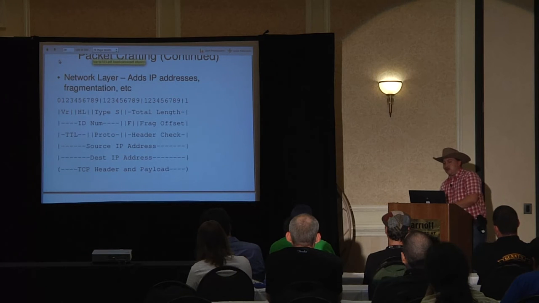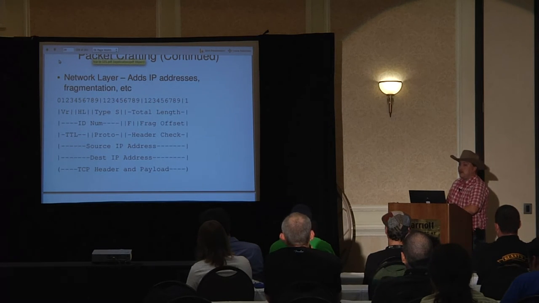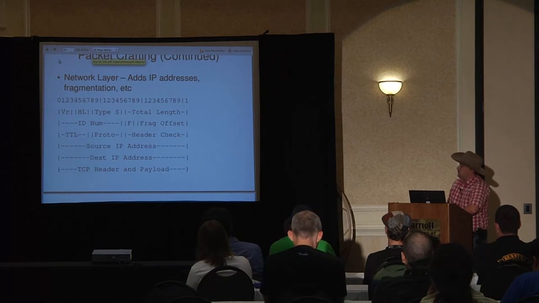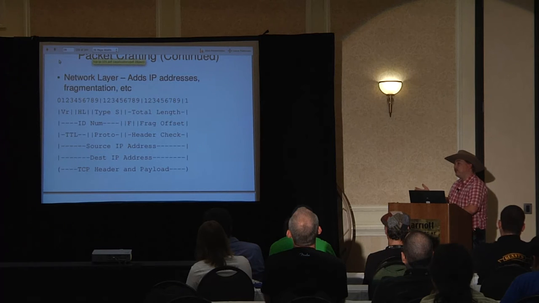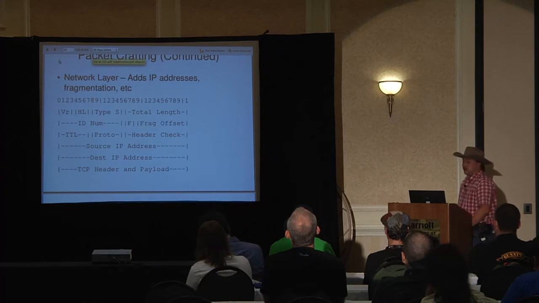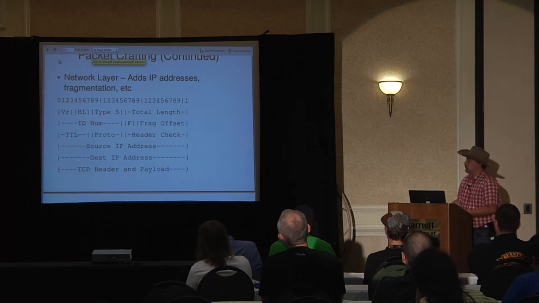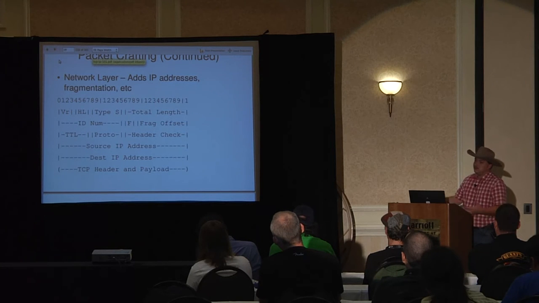Then you have an ID number. I forget exactly what that is. You have a 1-bit F. That means, is this a fragmented packet or not? If it's 1, it's fragmented. If it's 0, it's not fragmented. Then you have a fragmentation offset. If it's fragmented, this will have a value of where in the chain this packet belongs. And if it's not fragmented, that'll all be 0.